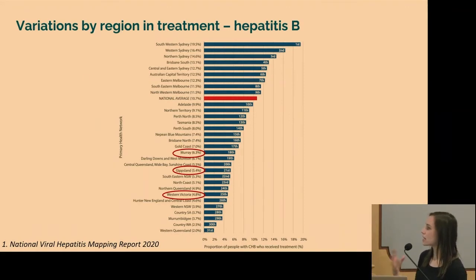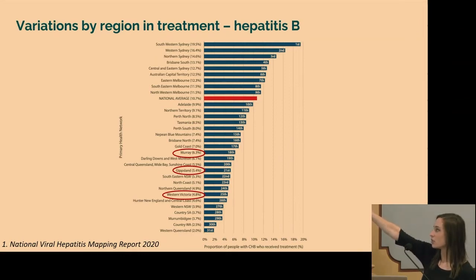And it's important to highlight, I think, it's easy to focus on some of these areas that have lower treatment uptake, but some of these areas have very low populations, very remote regions, and very significant health service access challenges. And it's important to highlight that of all people who are untreated for hepatitis B, half of them live in those Brisbane, Melbourne and Sydney PHNs.